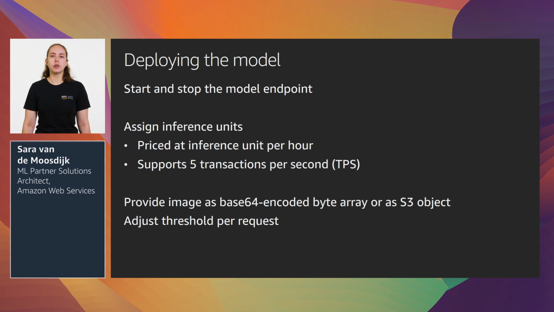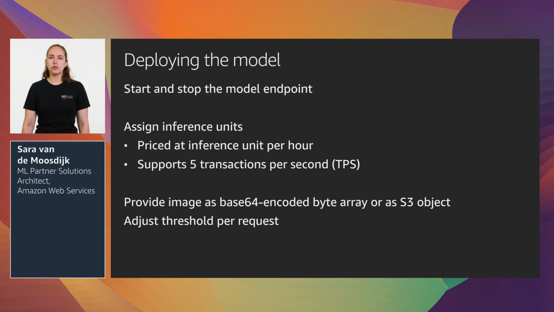So once you've started up your endpoint, there's 2 different ways that you can actually send an image in order for inference to happen. Amazon Rekognition accepts the images either as a base64 encoded byte array, or if you have the image stored on an S3 bucket, you can simply provide the location of the image within the S3 bucket.